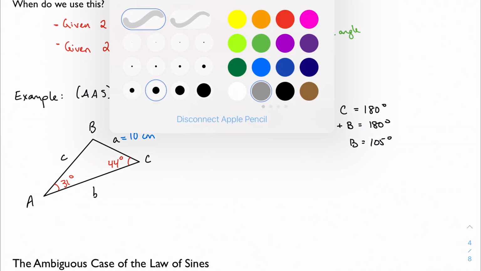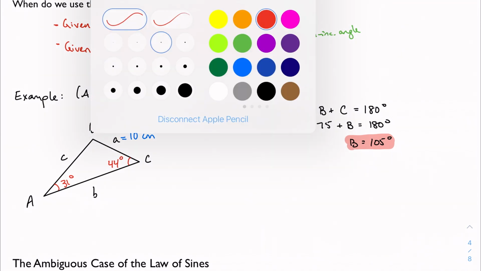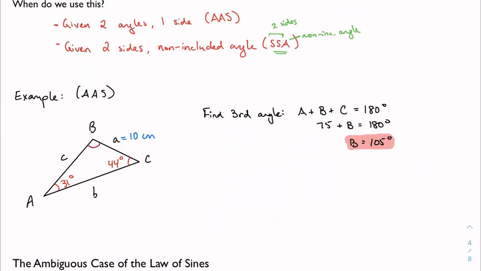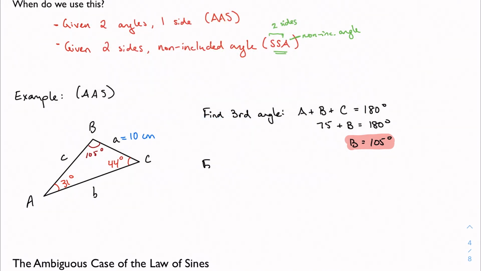So here's part one of my solution. I like to mark them in. You don't have to, but I like to mark in the information as I get it, just as the visual. The visual really helps me. Now I want to use my law of sines to find my side lengths. So I want to find B and C, and I can do that by using the law of sines.